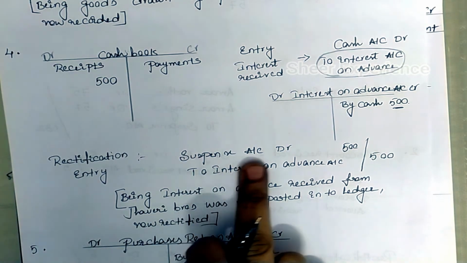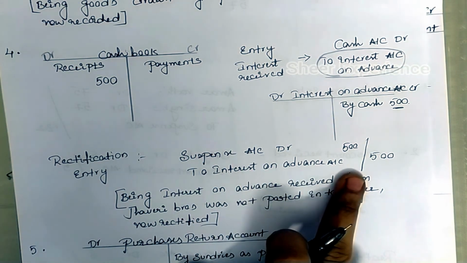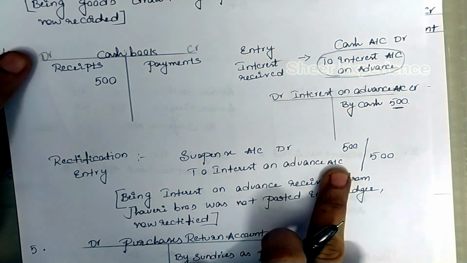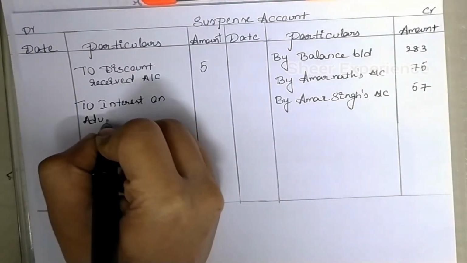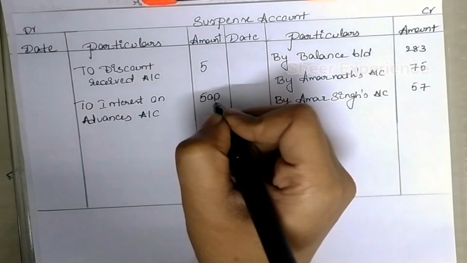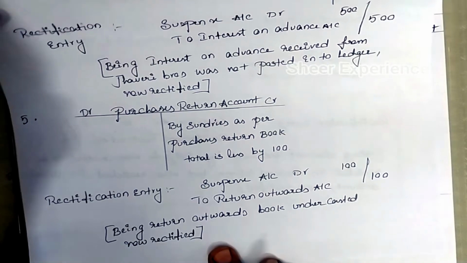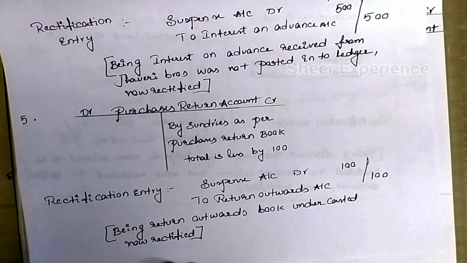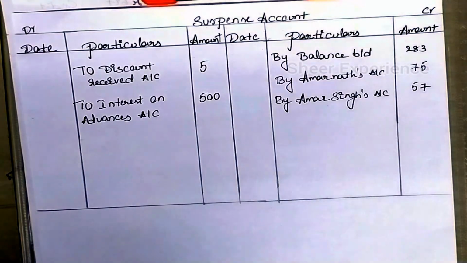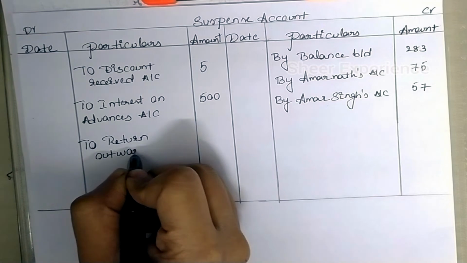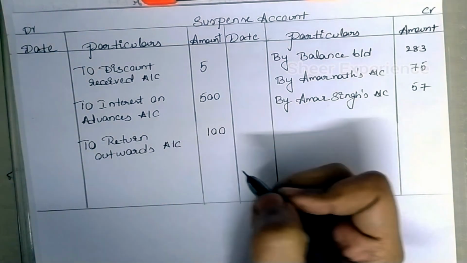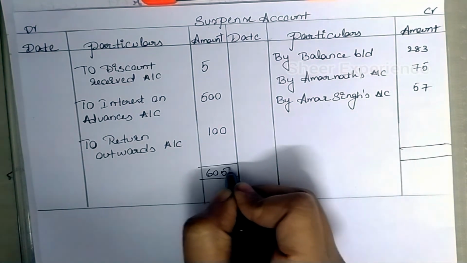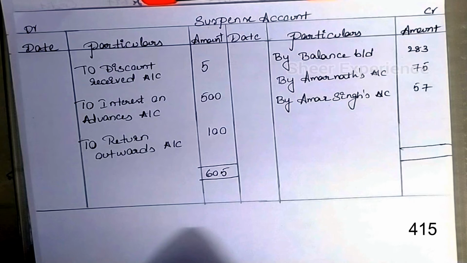In the third rectification entry, there is no suspense account, so we can ignore it. In the fourth rectification entry, we have interest on loan advanced account credited. So we mention it on the debit side of the suspense account. Amount is 500. In our last rectification entry, we have returns outwards account on the credit side. So we will debit it in the suspense account. Amount is 100. Now we will add the amounts on both the sides. We get 605 on the debit side and 415 on the credit side.